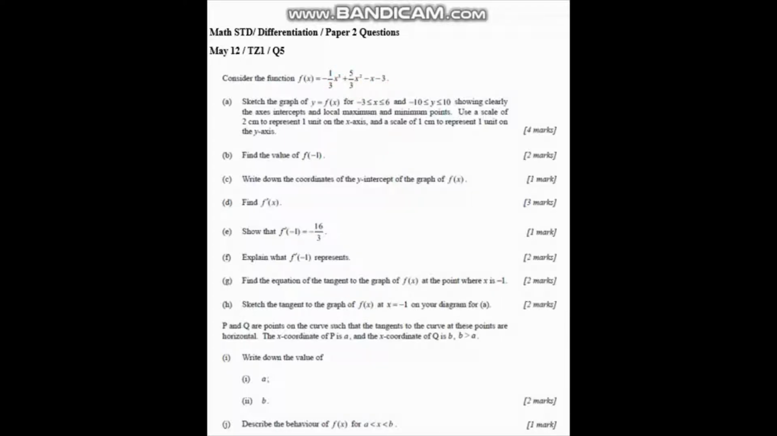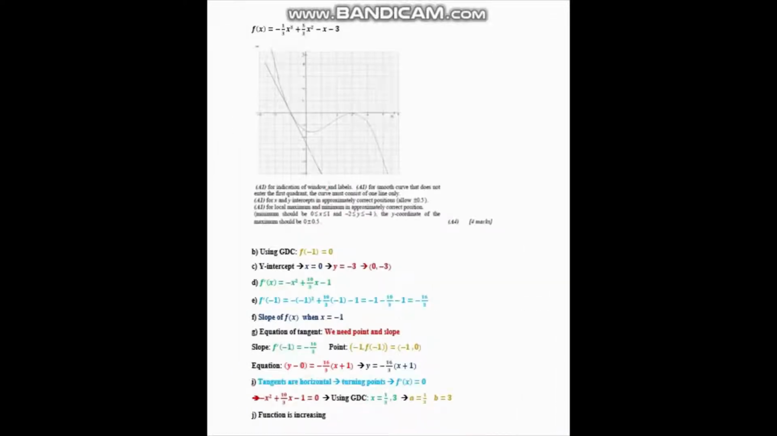And next you are required to find f dash of x. So let's take a look. So there is your original function in black, and there is the derivative function in green right there. This is your derivative function.